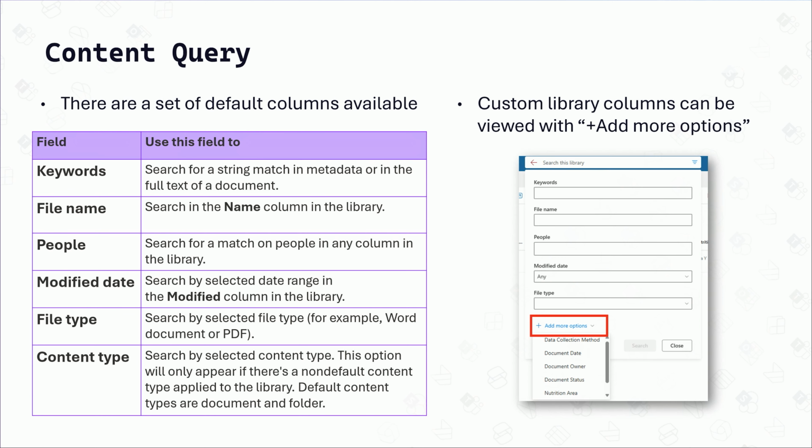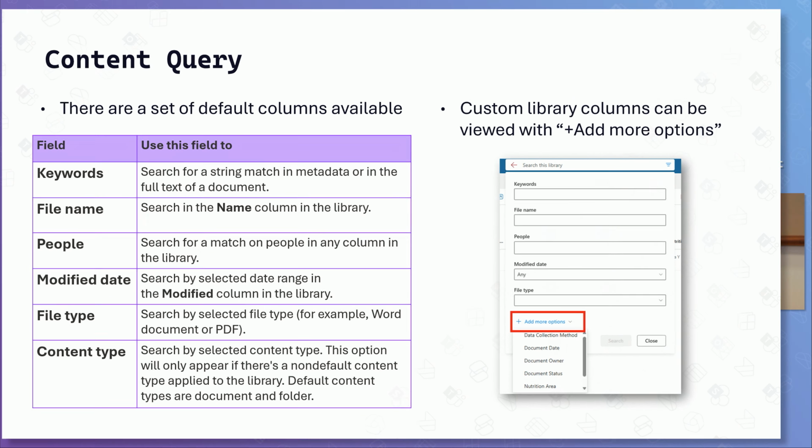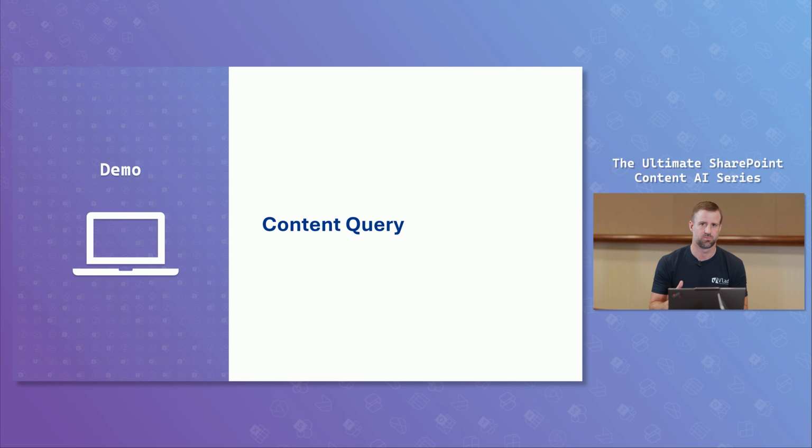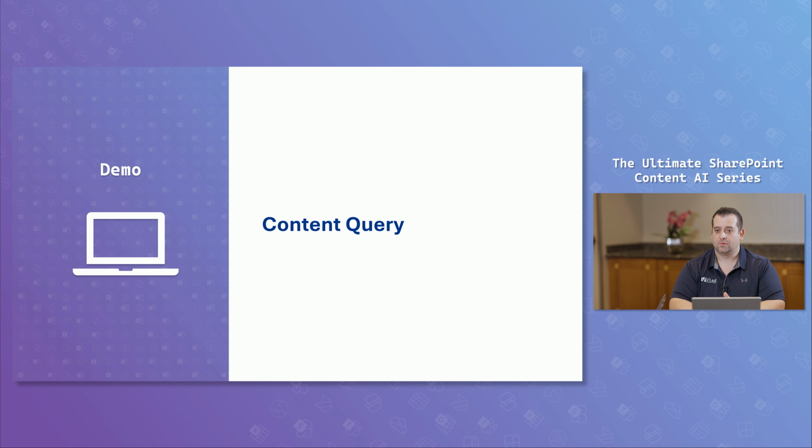When you do add custom columns, so if I add things beyond the default, what you're going to get is an add more options section. So custom library columns can be site columns, they can be list columns. That's okay in both directions. You won't see them in the default filter pane. You'll have to click add more options, and then you'll be able to add those to your filter pane as part of that search. Great.